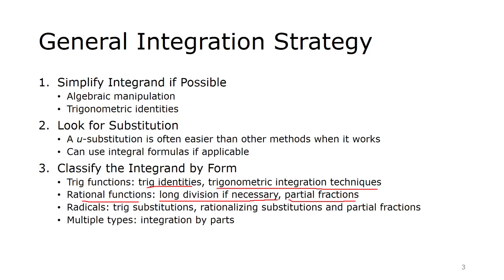If you see a radical somewhere in your integral, then a trig substitution, as we discussed, is a good idea. We mentioned rationalizing substitutions pretty briefly at the end of the partial fractions video. That's kind of a good strategy to use in some cases too with radicals. Lastly, if you see multiple types of different functions, then integration by parts is a good plan.